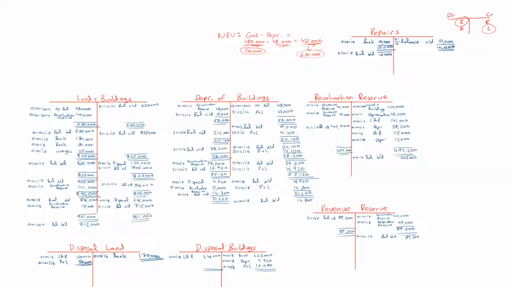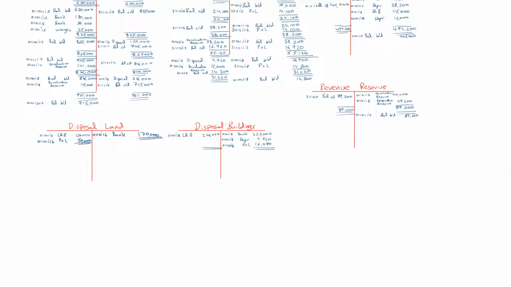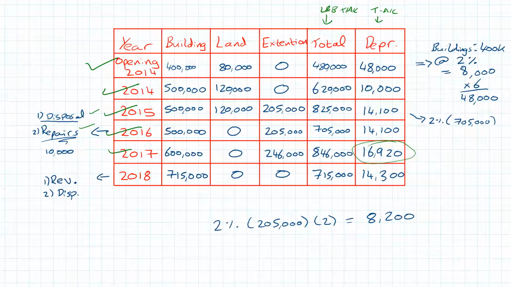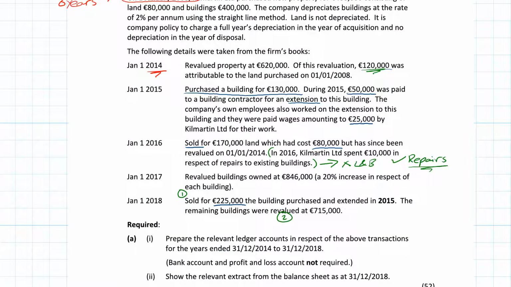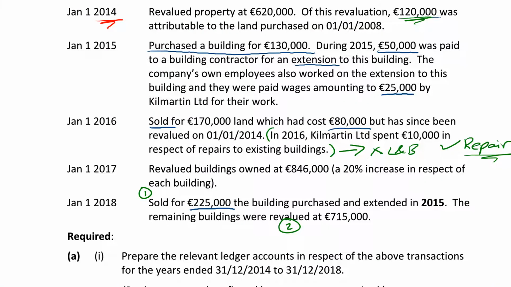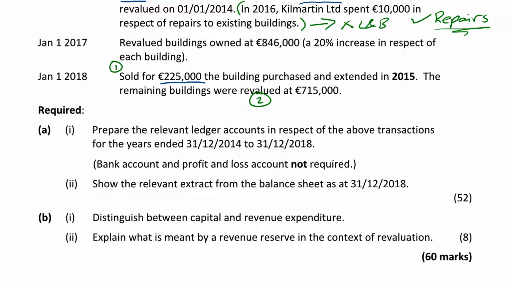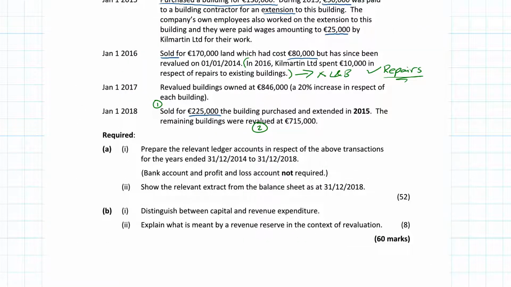Now, we're not even finished though is the issue. And that's why sometimes doing a question one can actually makes more sense than doing the 60 markers if they're quite long. And that is, we need to show the relevant extract from the balance sheet as at 31st of 12, 2018. So what does the balance sheet look like based on what we have?